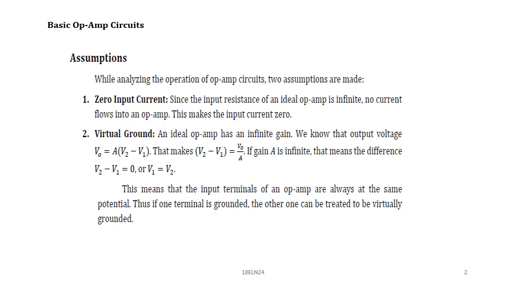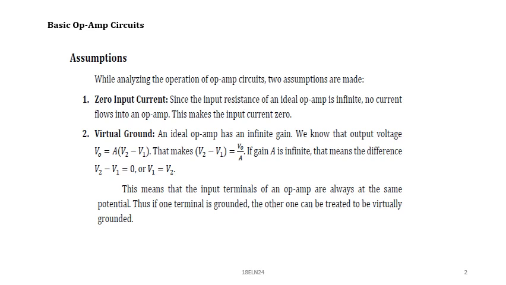While analyzing any op-amp circuit, you should consider these two assumptions. One is zero input current. As we know, the input impedance or input resistance of an ideal op-amp is infinite. Therefore, no current flows into an op-amp. This makes the input current zero. The current entering an op-amp is always zero, because of the large input impedance.